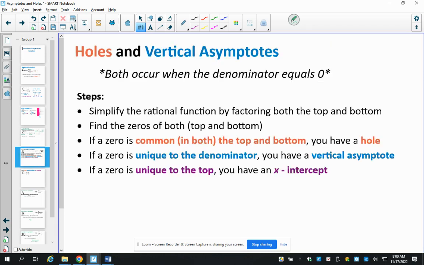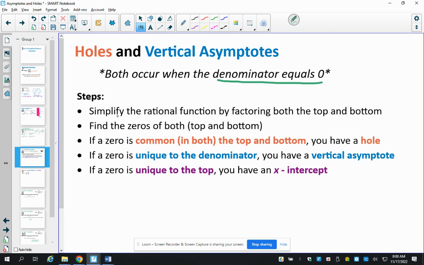So when we go to find holes and vertical asymptotes, so we talked about vertical asymptotes, they're bad values of the domain. There's also a potential for holes. Both of these occur when the denominator equals 0. And then we also have some x-intercepts that we're going to talk about in this too. So here's kind of the steps to finding holes, vertical asymptotes, and x-intercepts.